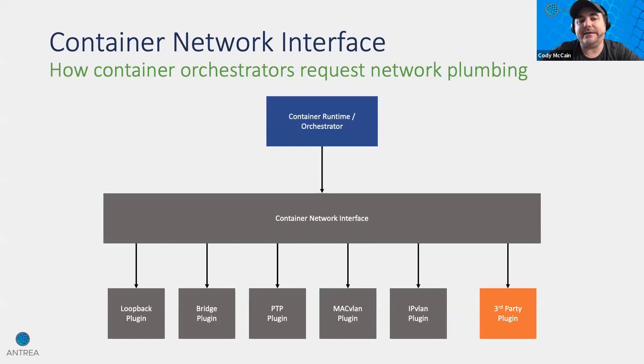And what the CNI does is projects like Antrea implement an interface that allows the container runtime orchestrator to request that a workload gets plumbed for networking. And so that request is made by the orchestrator using the CNI API, and it would say something like, "Hey, I've got a new pod, and it's going to need an IP address."